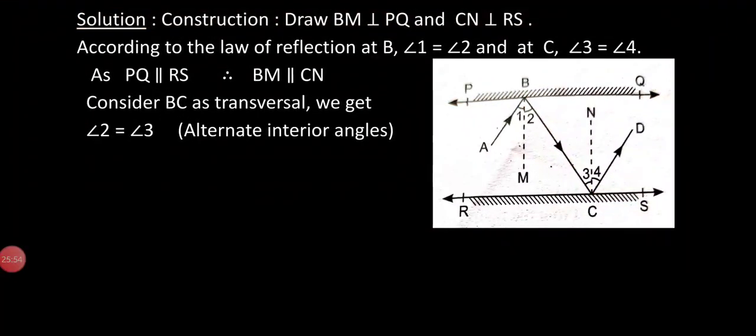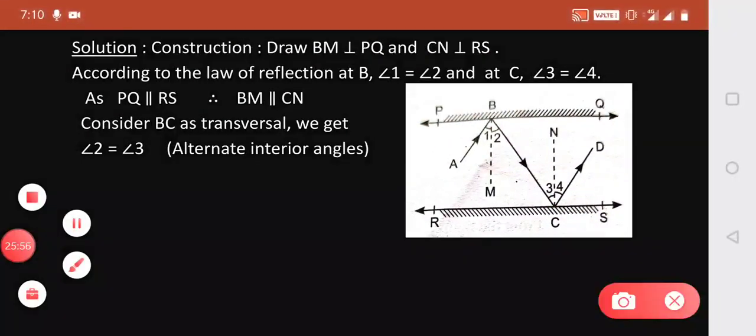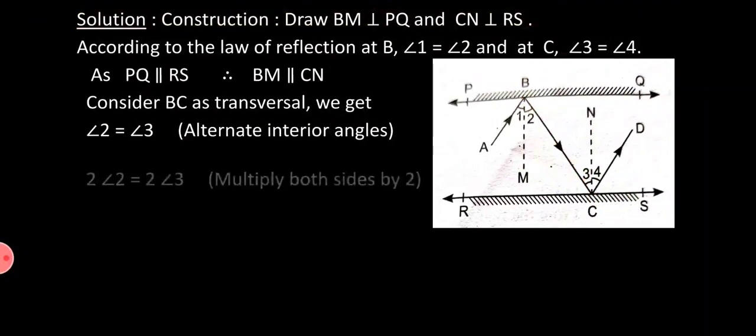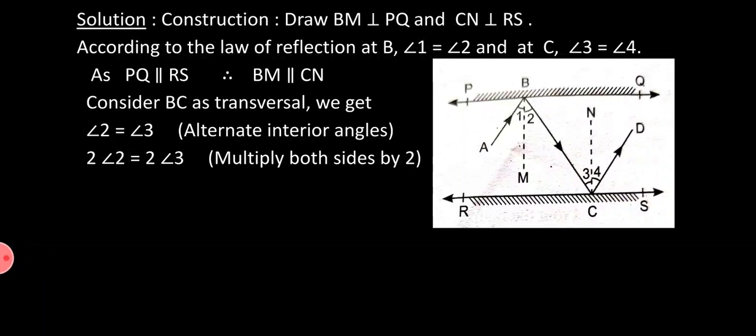Actually, when we are selecting this equality, we have to take BM parallel to CN. We have taken BM parallel to CN. These two are parallels and now BC is your transversal. So we get angle 2 equal to angle 3, which is nothing but a pair of alternate interior angles. So we write angle 2 equal to angle 3.